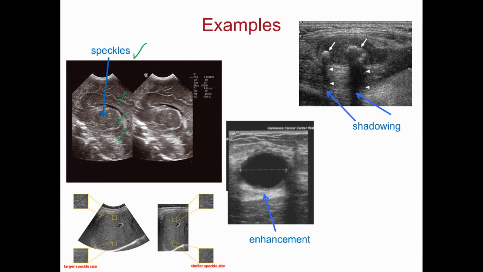It has to do with the subcellular, the cellular structure of the tissue. Things that are much smaller than the interfaces will give rise to this speckle. It's an artifact. Here is acoustic enhancement and acoustic shadowing.